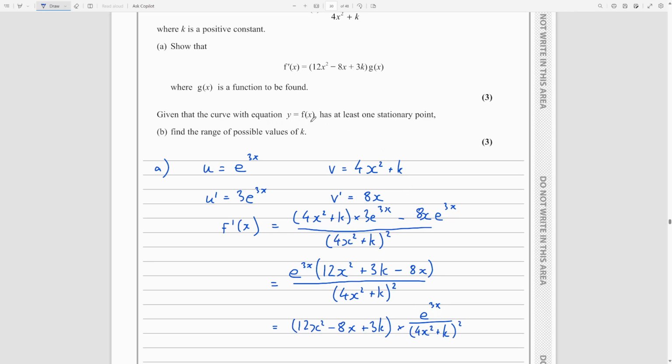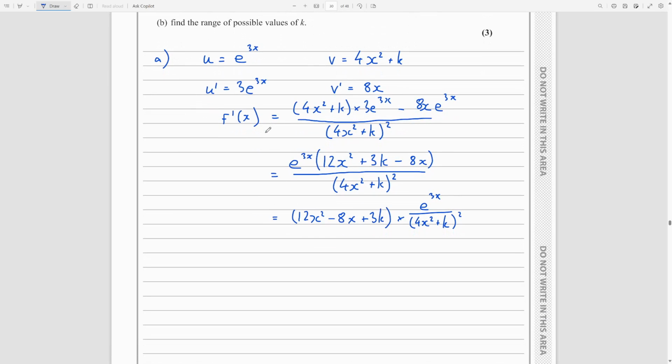Okay, given that the curve with equation f of x has at least one stationary point, find the range of possible values of k. So stationary points occur when the derivative, this, is 0. Notice that this bit over here is never 0. e to the 3x is never 0, and 4x squared plus k all squared can't be 0. Well, that's almost irrelevant. I mean, it's a denominator, so it doesn't matter. This isn't 0 because e to the 3x is not 0. So it's only going to be a stationary point when this bit is 0. So what do we know? We know that stationary points occur when this equation is true.